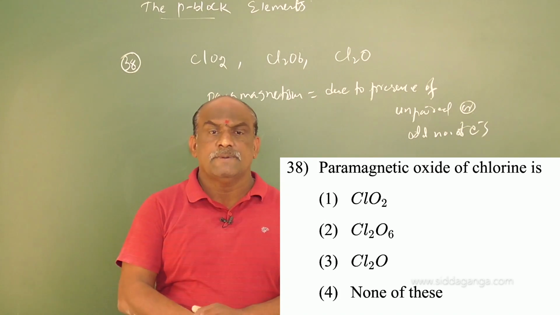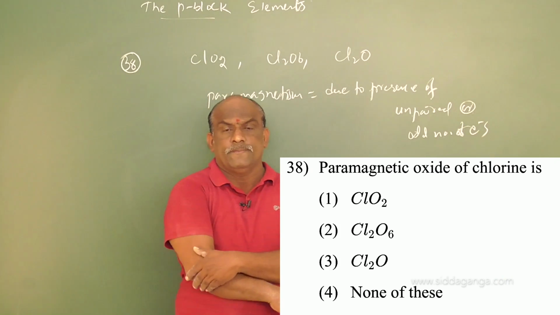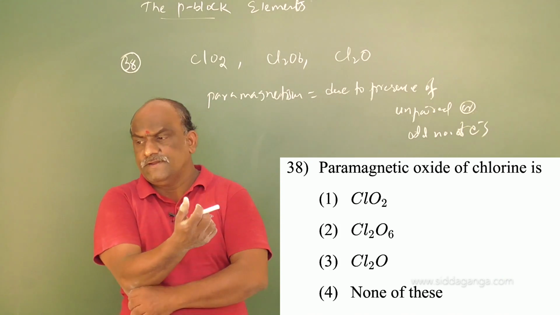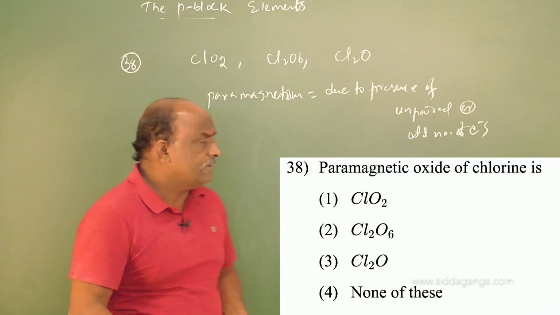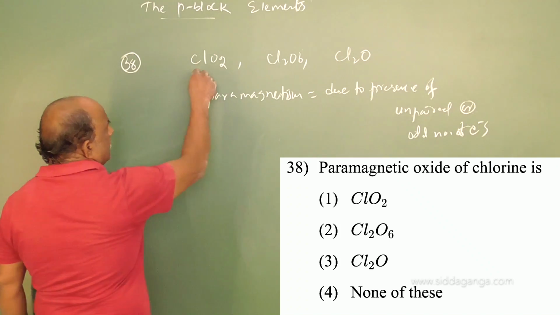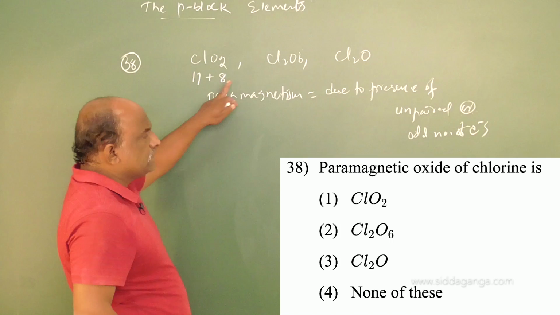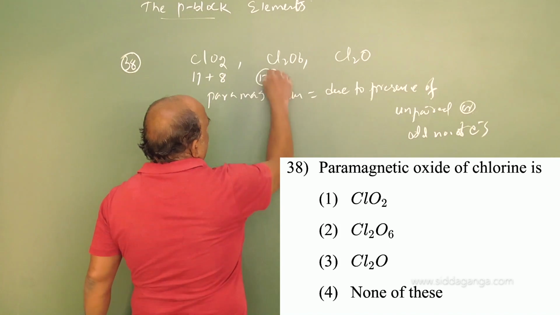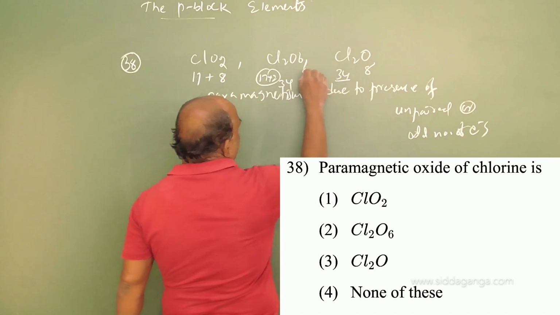Even so, oxygen is paramagnetic according to molecular orbital theory. Now observe the examples: chlorine has atomic number 17, oxygen atomic number 8, into 16. Don't consider the given number. Here 17 into 34, 34 is even. Here 17 into 2, also 34, even.